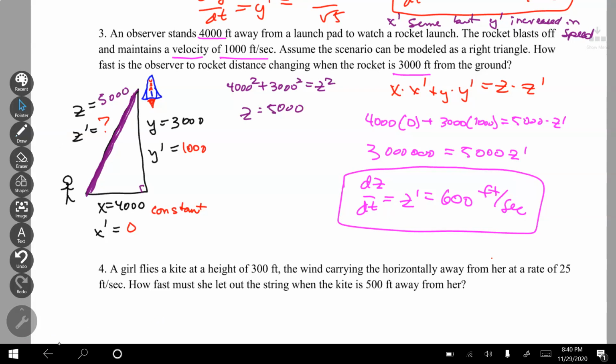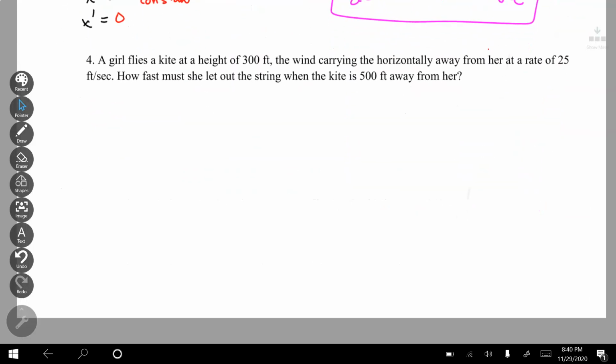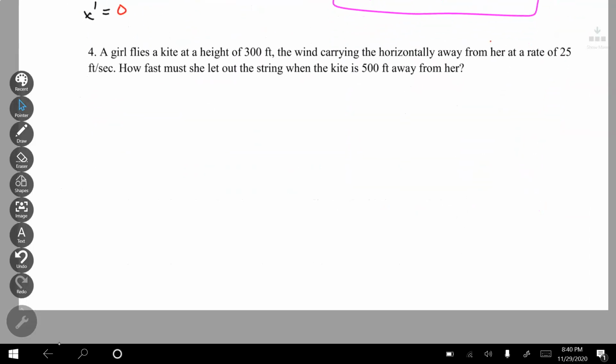Okay, let me go on to the next problem. See if I can get out of this for a second.